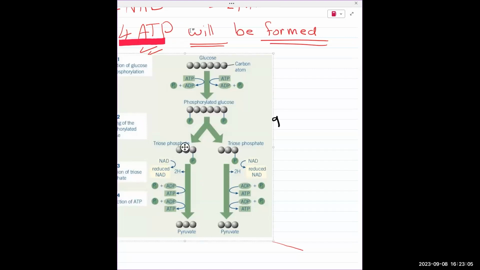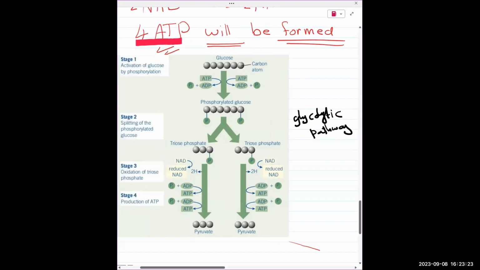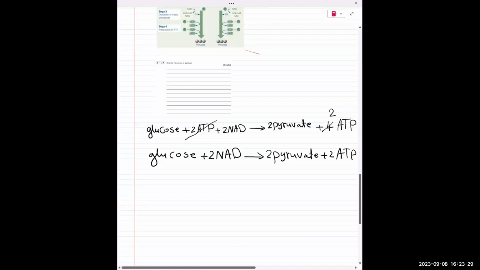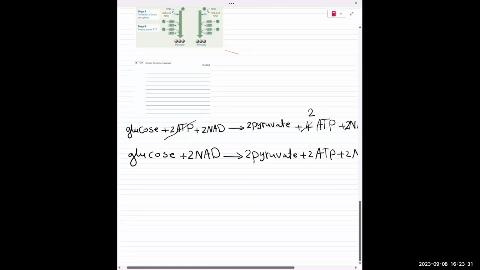This is called the glycolytic pathway, because it is the pathway of glycolysis. Glycolysis always means breakdown, right? I would like to ask you a question now. There are 2 ATP molecules formed. Does this reaction need oxygen? No. Oxygen is not involved in glycolysis, right?